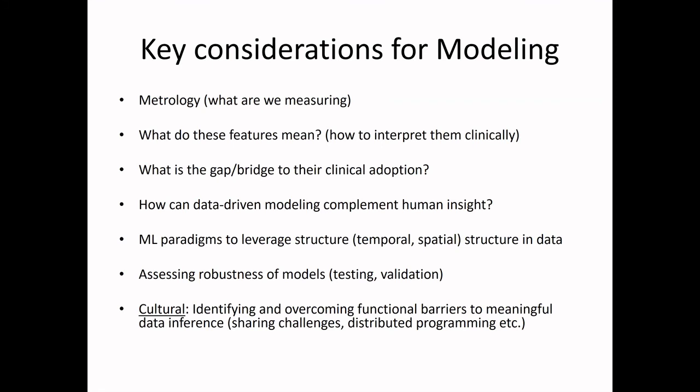So finally, these are scientific aspects, but there's also a cultural aspect that is slowly but steadily coming down, which is, can we identify and overcome functional barriers to meaningful data inference through sharing in useful manners? And one aspect of this is this notion of distributed learning or federated learning, where one might not be expected to share their data per se, but inferences from their data through model parameter sharing can still be done. And Dr. Mahmood has some beautiful work in that space.